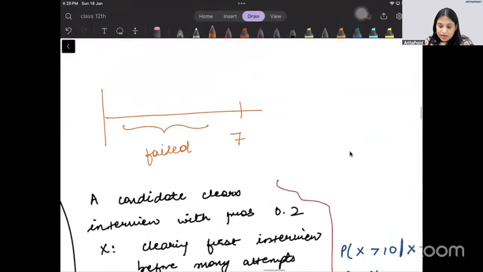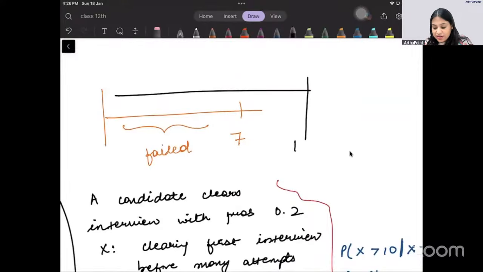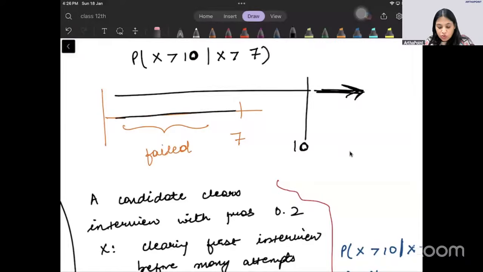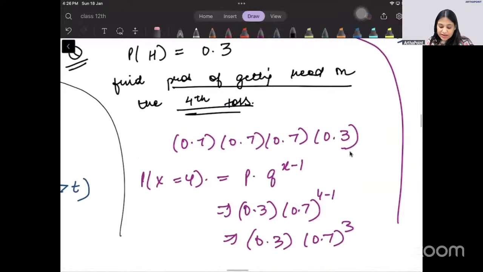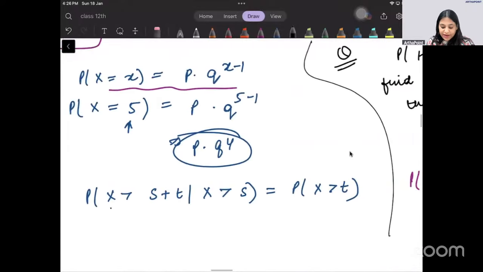He has given only 7 so far, but the question is asking that he will get his success only after the 10th one. So what is the probability that your success will come after the 10th, given that you have given 7 interviews and haven't succeeded? X represents the first successful interview. So when will your first successful interview be, after the 10th one, given that you have already crossed 7? Here we use the memoryless property of geometric distribution, which says that probability of x greater than s plus t given x greater than s, t is the difference.